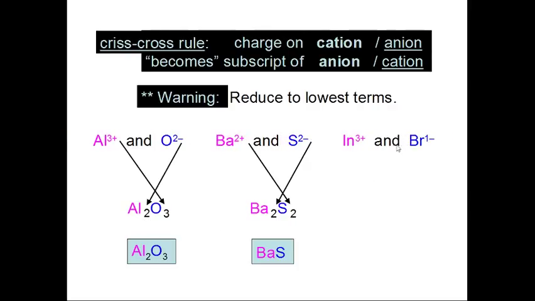All right? Indium and bromine. That 3 on the indium goes to the bromine. The 1 goes to the indium. Now you don't need to write 1. You can just leave 1s out. So InBr3. Bam. There you go.